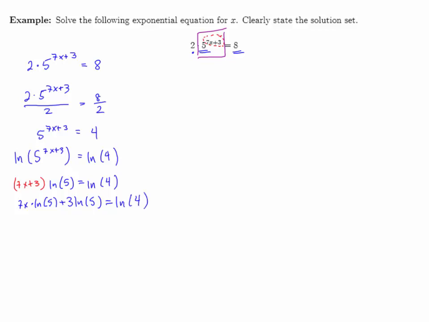From here, we want every term containing x on one side, so we'll subtract out this expression 3 times the natural log of 5 from each side, and that'll leave us with 7x times the natural log of 5 equal to the natural log of 4 minus 3 times the natural log of 5, after we've subtracted 3 times the natural log of 5 from each side. As our last step, we can see that we have 7 times x times the natural log of 5, so we'll want to divide each side by that 7 times the natural log of 5.